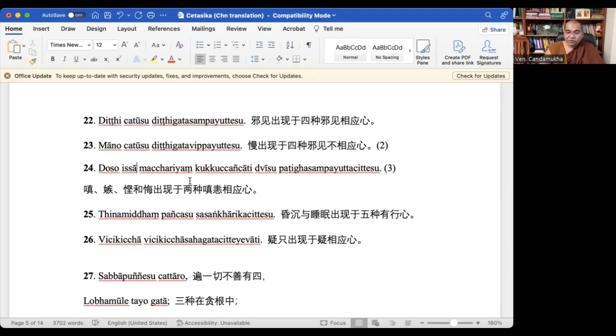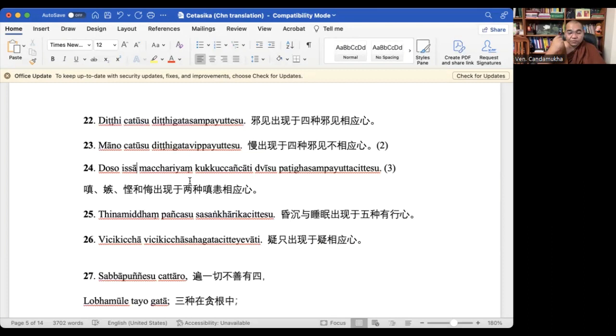Kukkucca is remorse. That is very easy to understand. Remorse for having done something wrong, and also remorse for having failed to do something good. So that is Kukkucca. So dosa, Issa, Machariya, Kukkucca make one group.